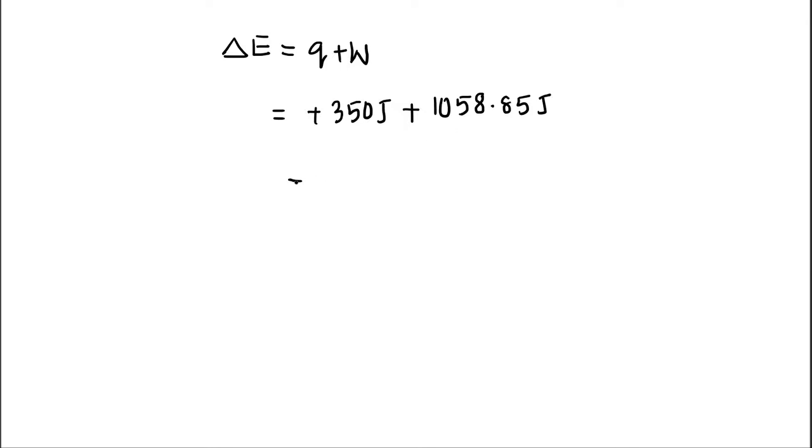Therefore, what is the delta E here? Delta E equal to Q plus W. So here, what is the Q? We have positive 350 joules of heat gained by the system, and it is a compression. In the compression, the system is gaining energy in the form of work, that is 1058.85 joules. And what is the overall gain? Overall gain is 1408.85 joules. This is a gain for the system.